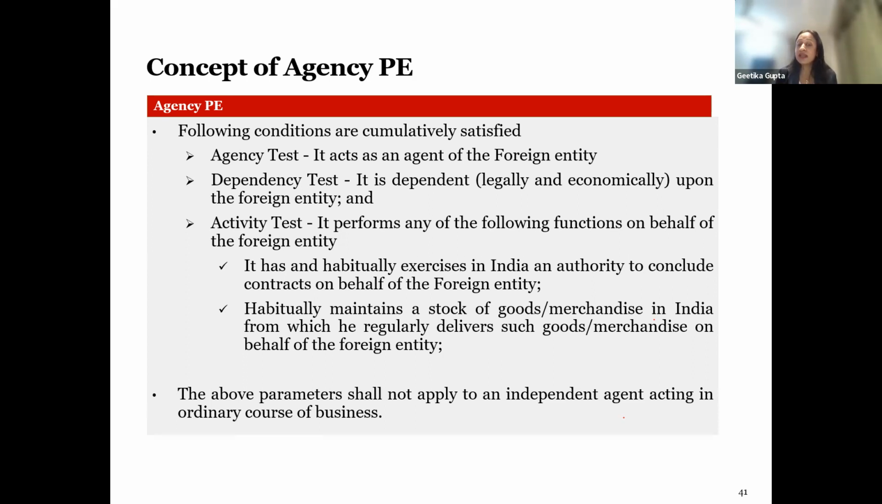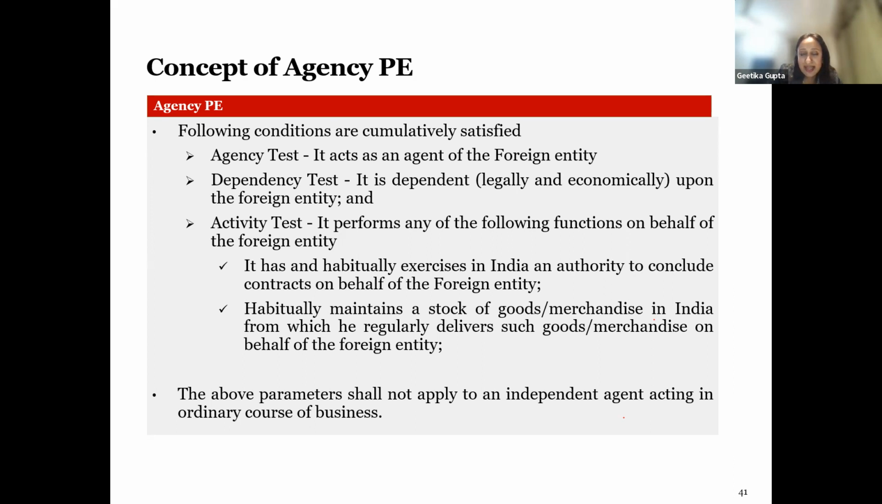If the person is maintaining a stock of goods in India, and from that stock of goods, which belongs to the foreign enterprise, the Indian agent is regularly delivering the goods, then also it constitutes a PE. The third condition, which is not mentioned here but is there in some of the treaties, is securing orders. The person is securing the order for the non-resident company. That is a step prior to conclusion of contracts. Then again, it will lead to formation of a dependent agent PE.